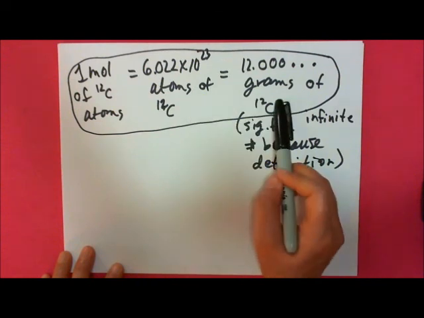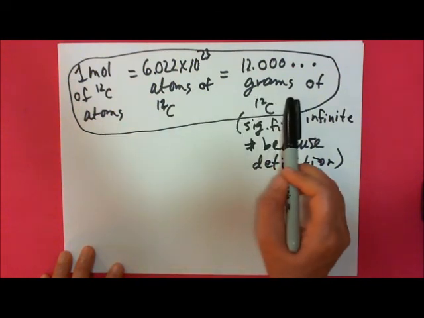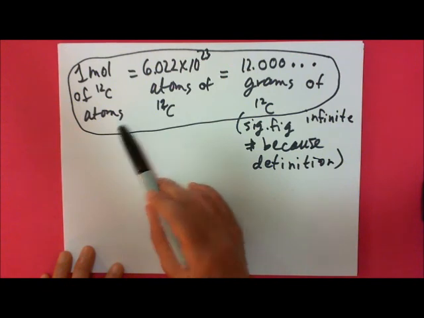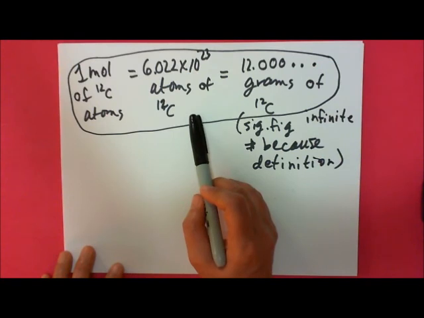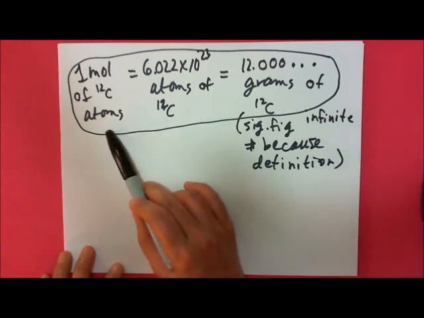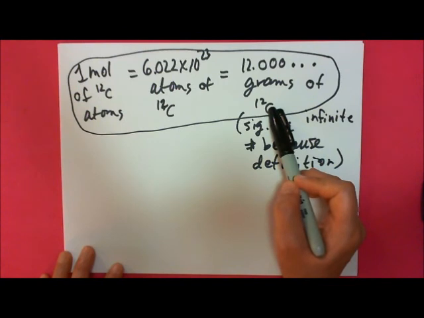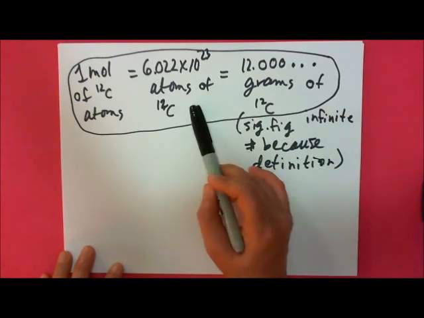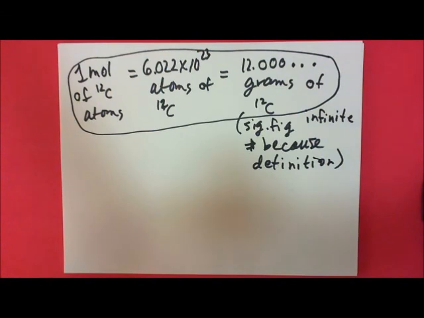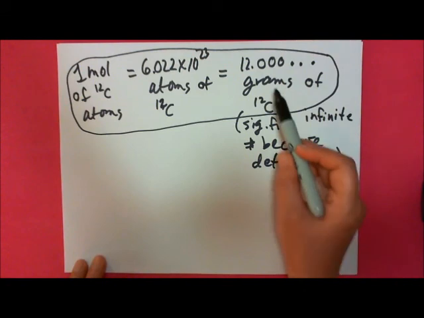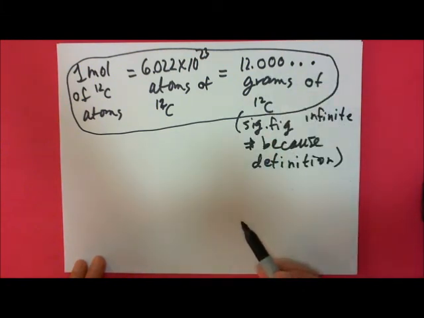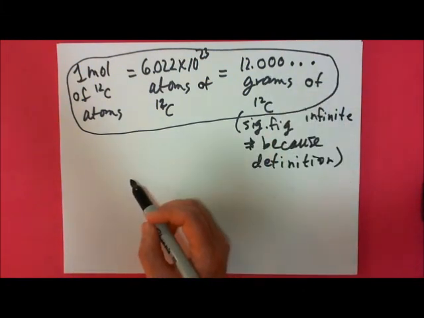So these are all equivalent, so you can use this as a conversion factor to go from moles of atoms to atoms of the element. Or you can go from 1 mole of carbon-12 to grams of carbon-12, or you can go from grams to number of atoms, and so on. So this is all a bunch of equivalents that you can use as a conversion factor. Okay, and you can do that for any element. Of course, if you use some element other than carbon-12, you're not going to have an infinite number of significant figures because it's not a definition. But we can choose any element in the periodic table.